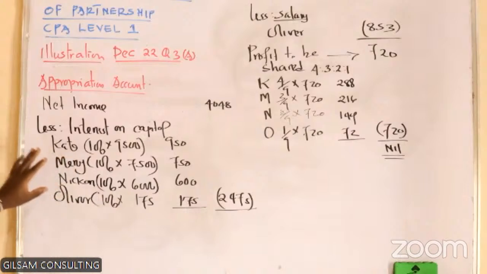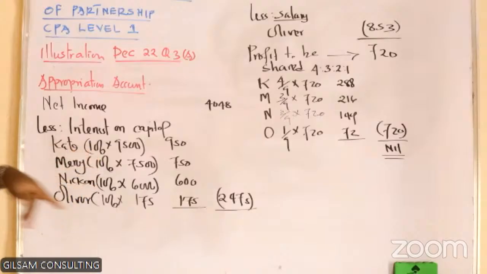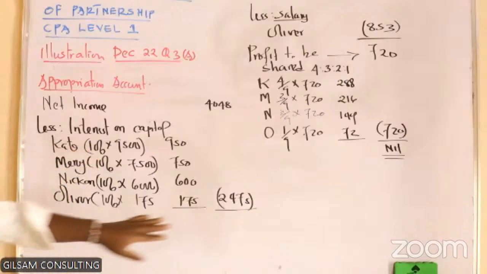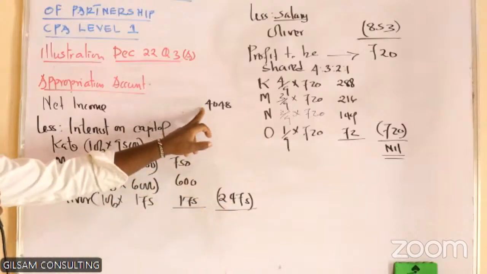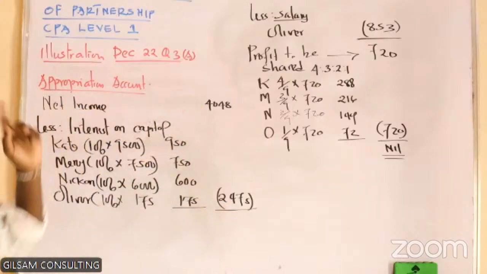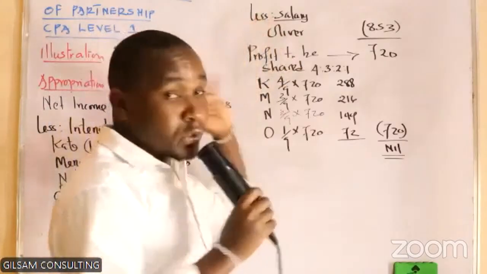So for capital, you will take it here, and then you bring it here. After you total the interest for each and every partner, you will get 24.75, which you subtract from the total net income.